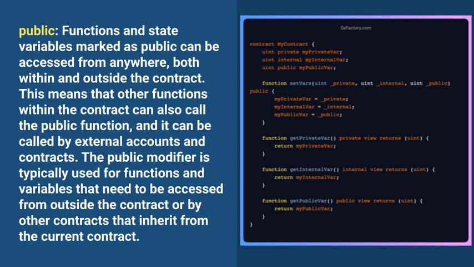Public. Functions and state variables marked as public can be accessed from anywhere, both within and outside the contract. This means that other functions within the contract can also call the public function, and it can be called by external accounts and contracts. The public modifier is typically used for functions and variables that need to be accessed from outside the contract or by other contracts that inherit from the current contract.